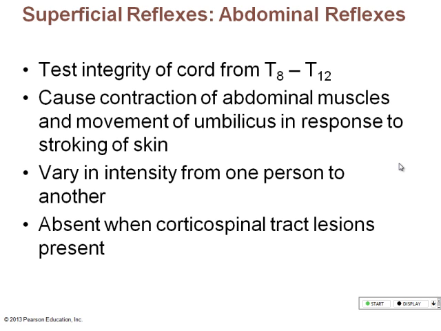Again, we'll do these in lab. Abdominal reflexes test the integrity of those thoracic region nerve plexuses, T8 to T12.